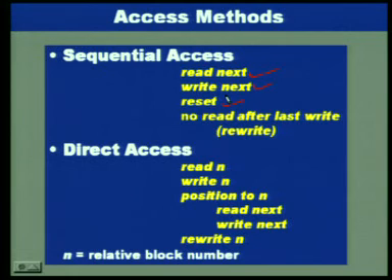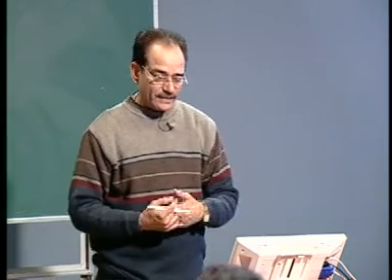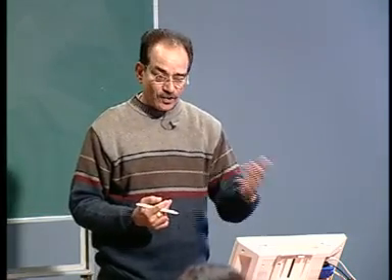Then the next type of files we have is direct access files. Direct access does not go in a sequence. Let us say I wanted to read the first record first, then the 10th record, then the 12th record, then the 8th record, then again come to the third record. This is what we call a relative access or a direct access.